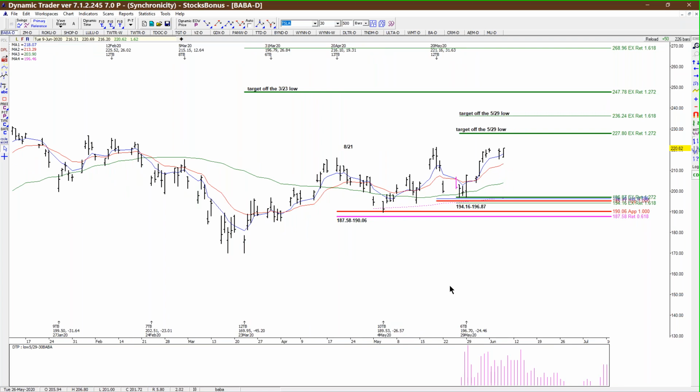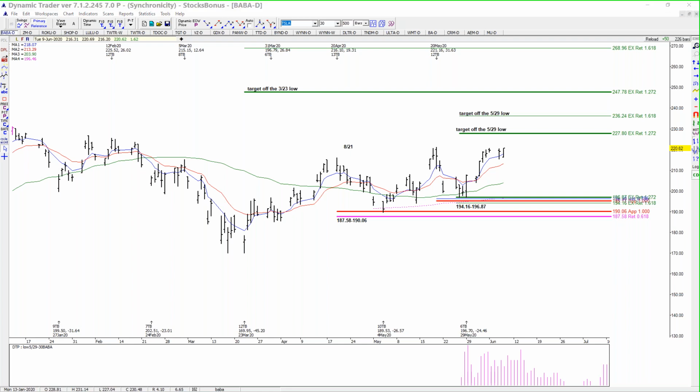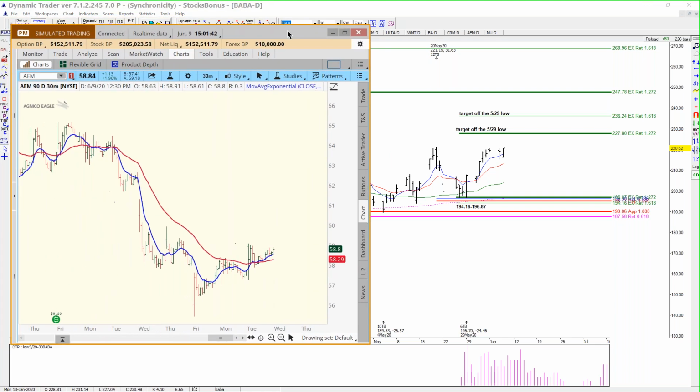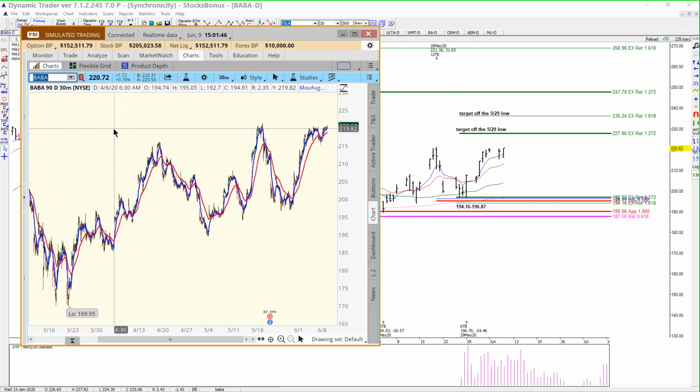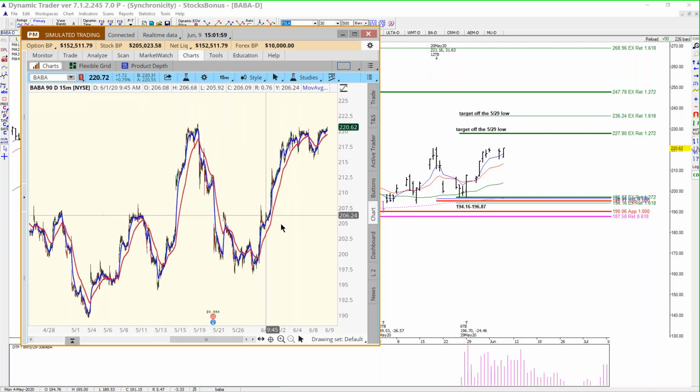So let's just go over this example real quick, and then I'm going to talk about some of the basics here. Typically, if you're looking for a swing trade off an area, I'm waiting for either a 15-minute or a 30-minute chart trigger to fire off. The low was made at 196.70. Actually, I think we want to look at the 15-minute chart.